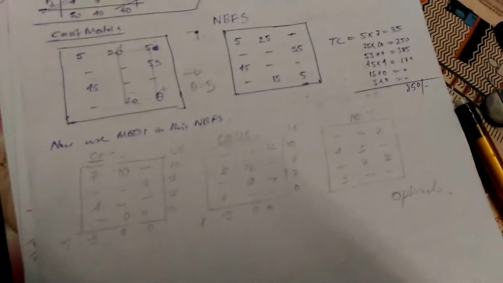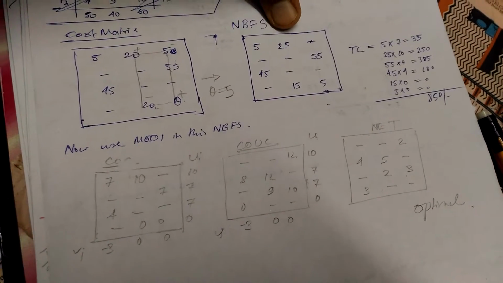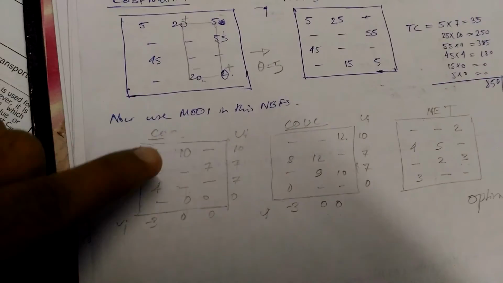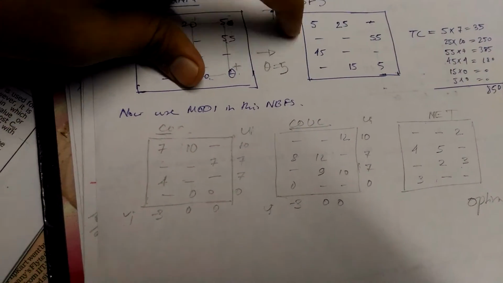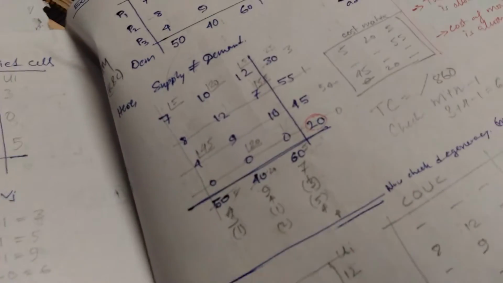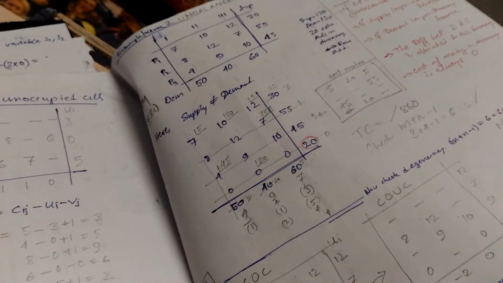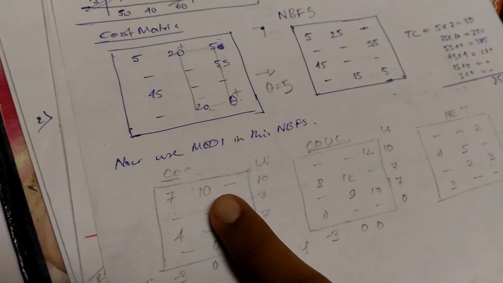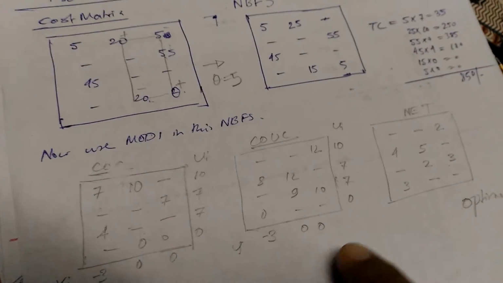Now again apply the MODI method to this new feasible solution. Here 5, 25 are the occupied cells. You get the costs 7 and 10 from the very initial table; these 7, 10 are the occupied ones. Replace the costs of the occupied cells by the values from the initial table. So this is our cost of occupied cells, and this is our cost of unoccupied cells.